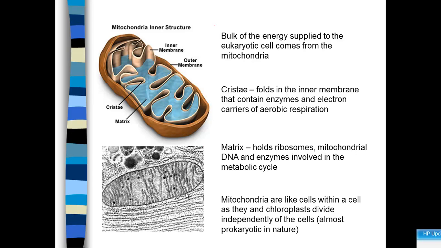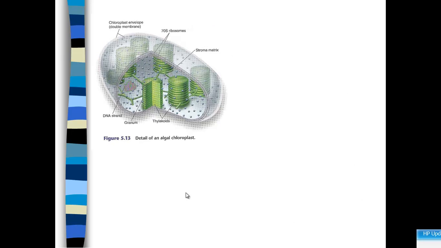And mitochondria, like chloroplasts, are almost like a cell within a cell. They have very few genes in their genome, but those genes are transcribed and translated directly in the matrix, and they also divide independently of the cell. So you get multiple mitochondria and mitochondrial divisions within a cell that's not even dividing.